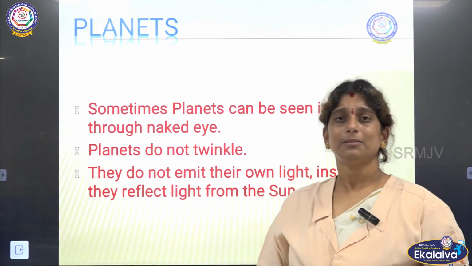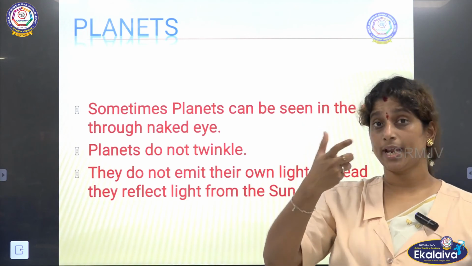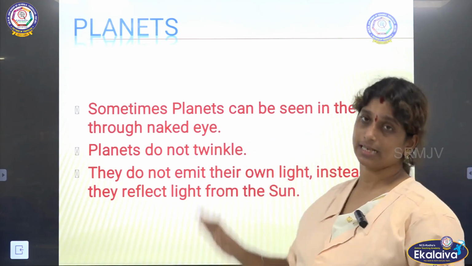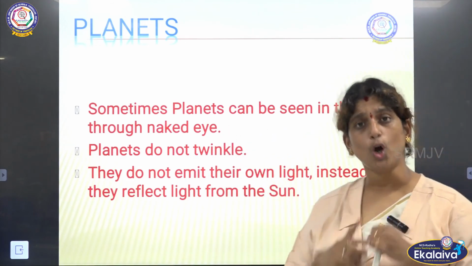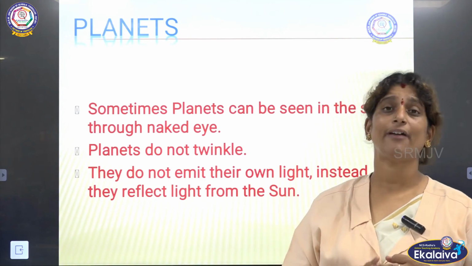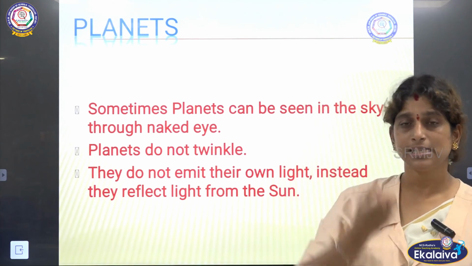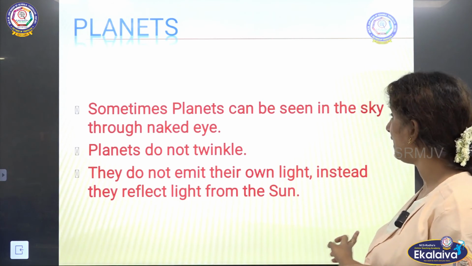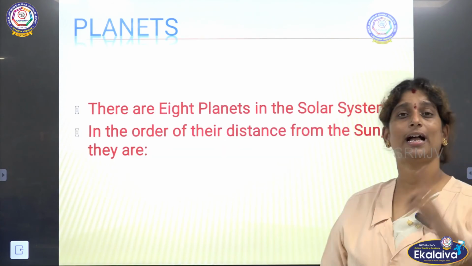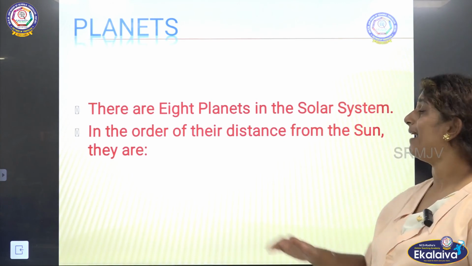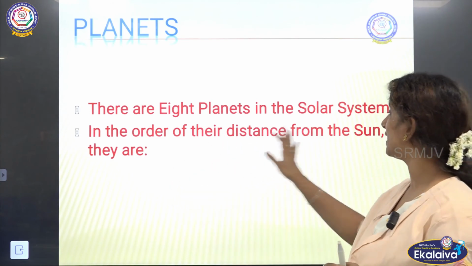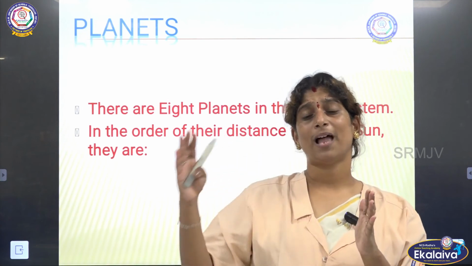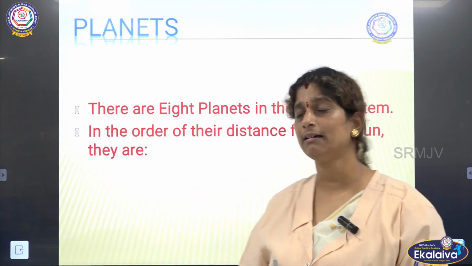One more thing: sometimes the planets are visible to our naked eye, which means we can see them just like that through our eyes in the sky. They do not twinkle because they do not have natural light of their own. They receive light from the sun, and that alone is reflected by the planets. As we know, there are 8 planets in the solar system, arranged in the order of their distance from the sun, which means the planet closest to the sun comes first, and the planet farthest from the sun is the last planet.